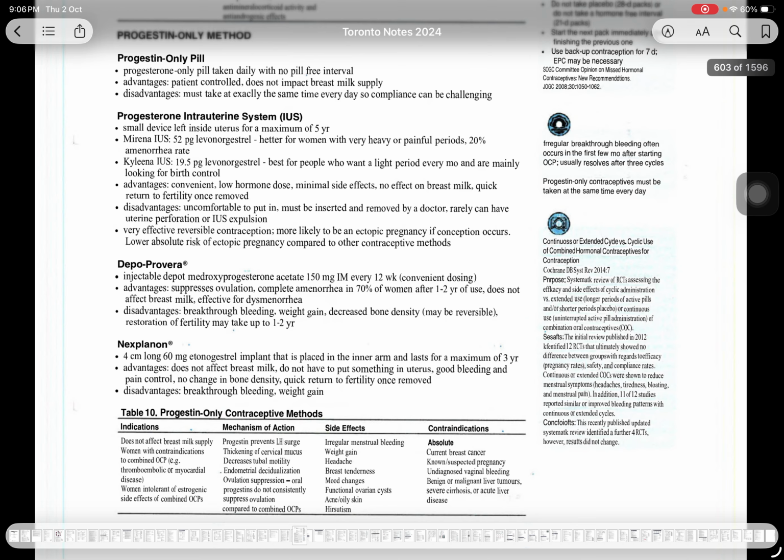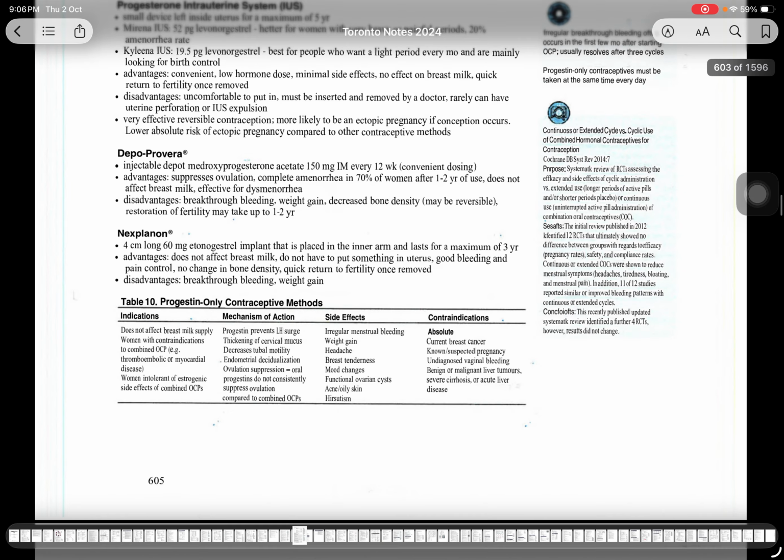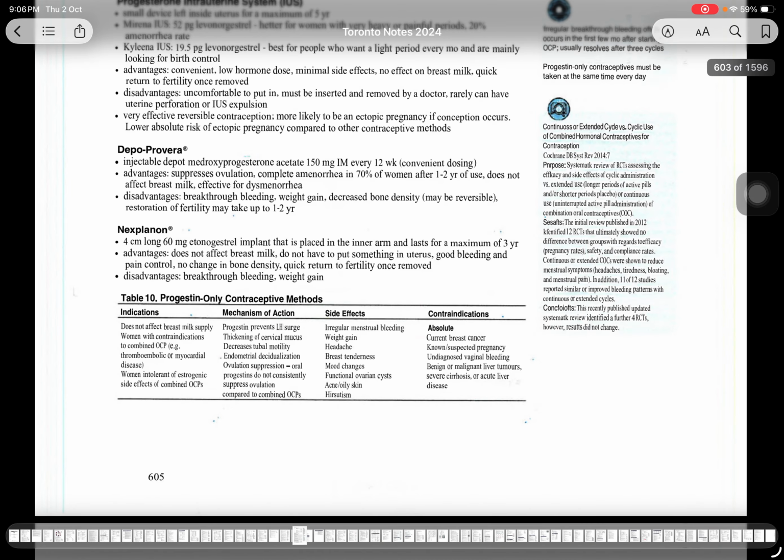Advantages: it does not affect the breast milk, you do not have to put something in the uterus, good bleeding and pain control, no changes in bone density, quick return of fertility once removed. Disadvantages: breakthrough bleeding and weight gain with Nexplanon. So Nexplanon is another one, along with the Depo-Provera injection, the IUD intrauterine system, and the progesterone-only pills. So these are these, and now we're going to talk about progesterone-only contraceptive methods.